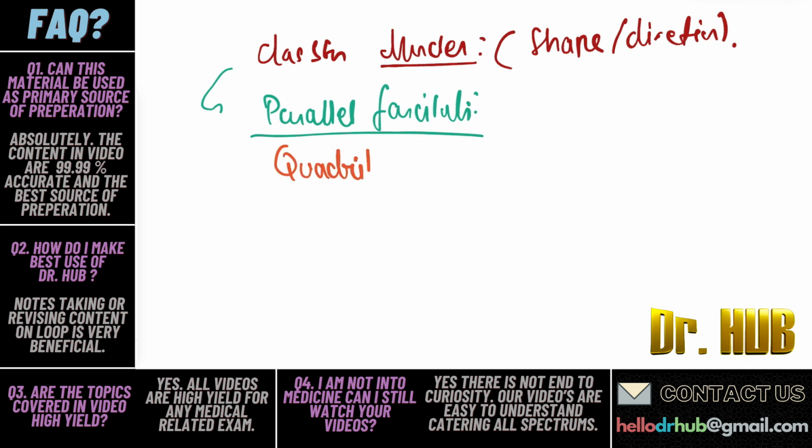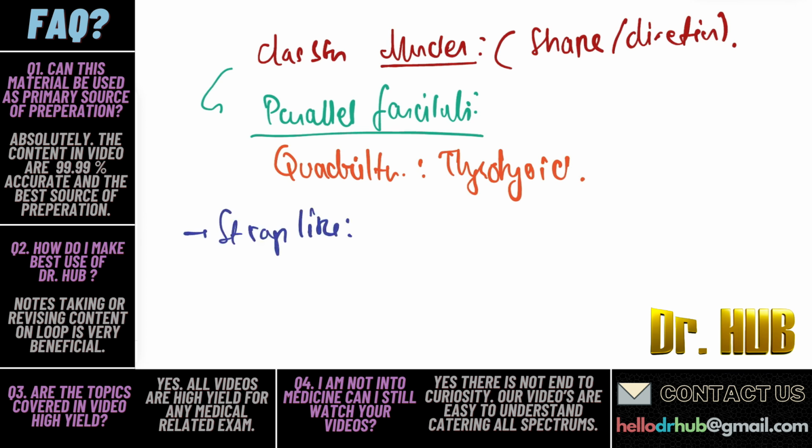In terms of the quadrilateral, there is the thyrohyoid. The thyrohyoid is in terms of the quadrilateral. Then we look at the strap-like. So strap-like is going to be sartorius. Sartorius, as you can imagine from the shape, is strap-like. And then there is also the sternohyoid.